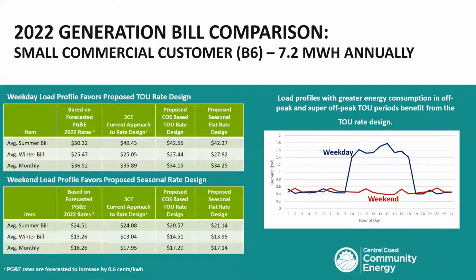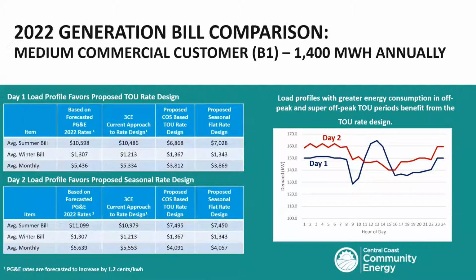Next slide, please. So now we're going to look at a similar example, but we're looking at a medium commercial. So this customer is 1,400 megawatt hours annually. That's about 118,000 kilowatt hours. So that's a fairly large operation. Could be a larger office building. Kind of depends on what it may be. It could be a larger grocery store, or perhaps something with refrigeration, things like that.